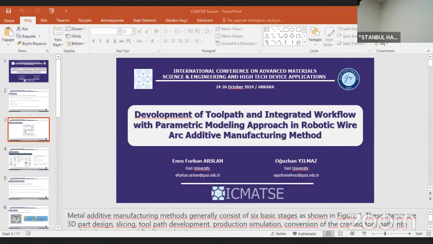Any questions? Thank you, Aslan. Next presentation is on the printing of shape memory polymer with digital light processing.